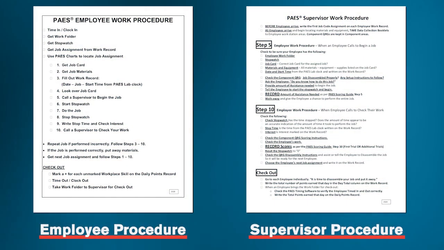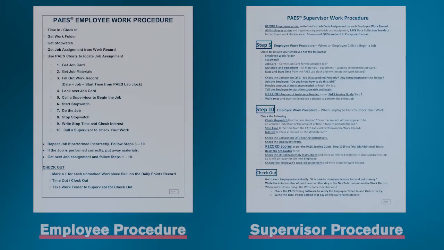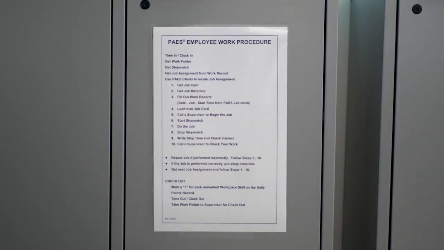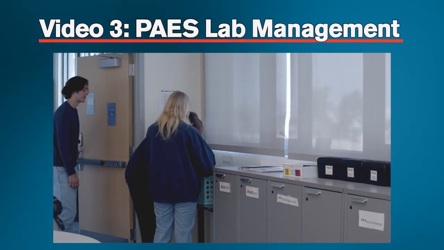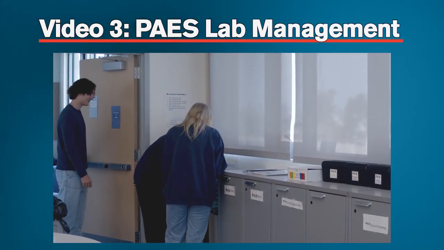These are the employee and supervisor work procedures, which detail the step-by-step routines that employees and supervisors follow each day in the PAES lab. Your shipments should contain multiple copies of these forms for supervisors to use as they become familiar with lab procedure. PAES Scan walks the supervisor through each step of the scoring process in real time, leaving the paper copy for reference if needed. Meanwhile, a laminated chart of the employee work procedure should be posted at the check-in station for employee reference. We cover these procedures in detail in the next video, PAES Lab Management, the daily work procedure for supervisors and employees.